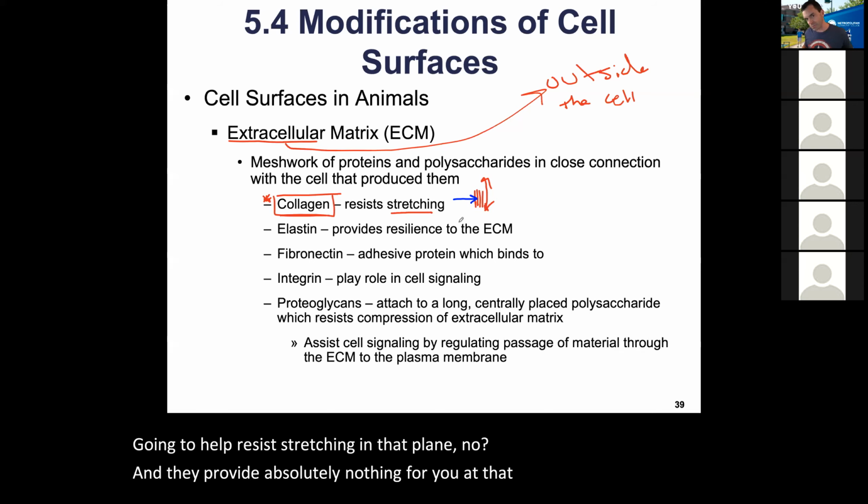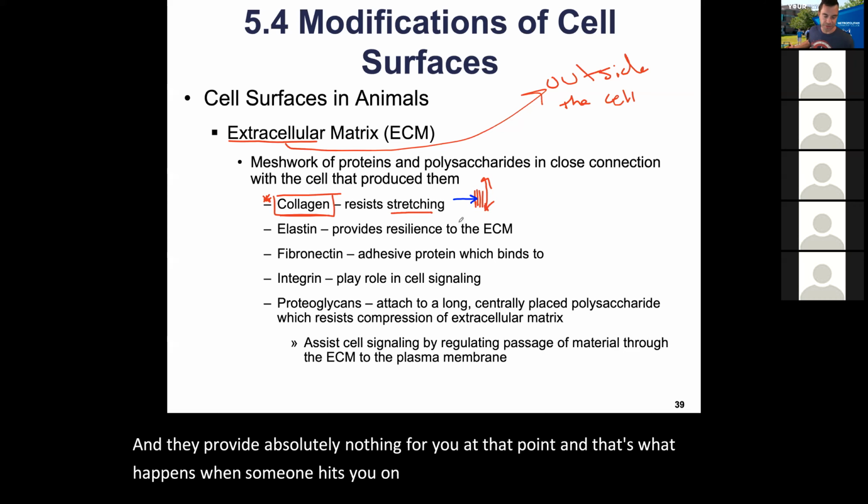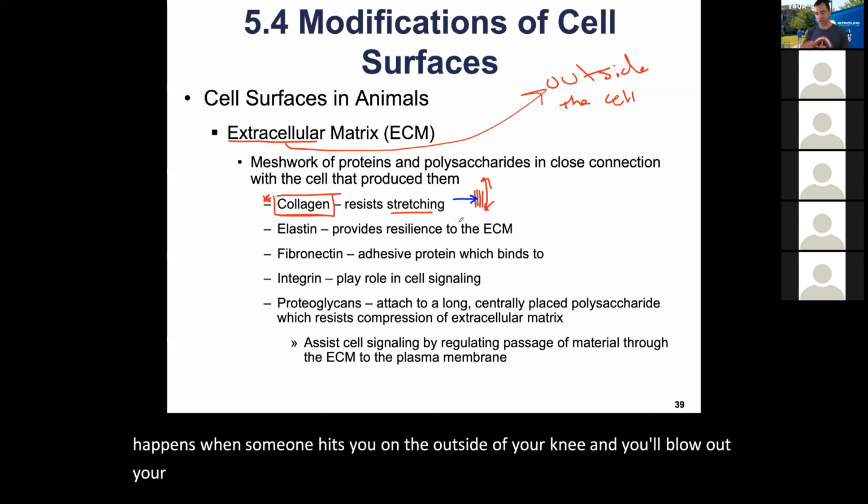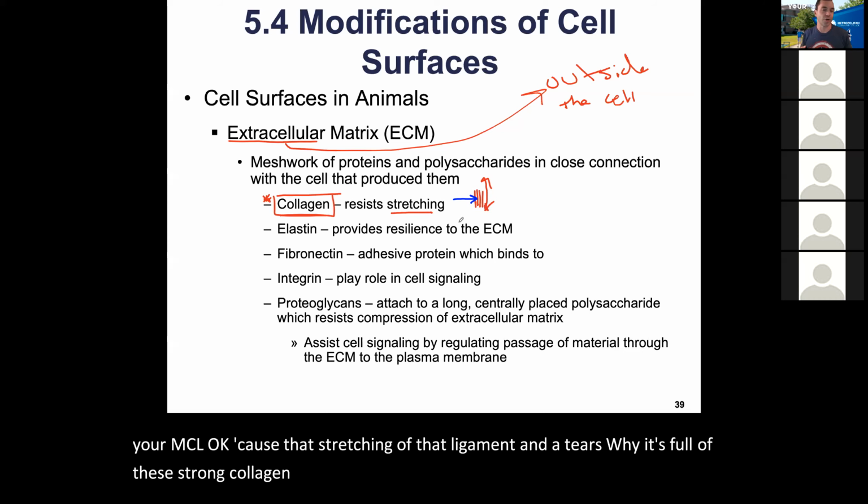And that's what happens when someone hits you on the outside of your knee and you blow out your MCL, okay? It causes that stretching of that ligament and it tears. Why? It's full of these strong collagen fibers. It's because those fibers are only going in one direction.